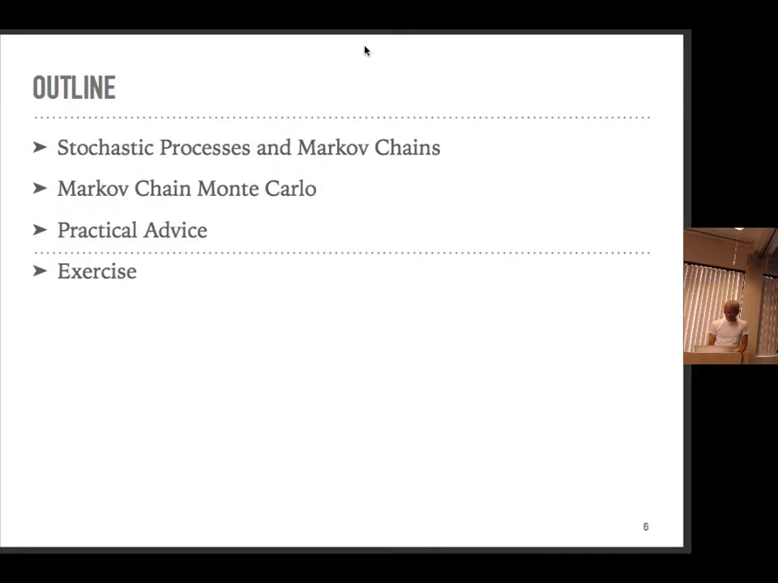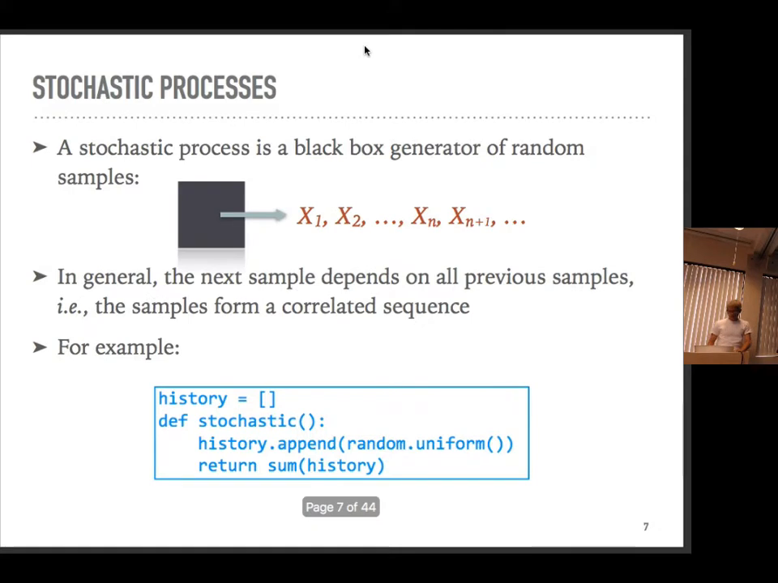Okay, so the outline. I'm going to spend a little bit of time talking about the underlying theory, which is the theory of stochastic processes and Markov chains. Then tell you about Markov chain Monte Carlo in particular, and then give you some practical advice. And then I hope the break will fall around there. We'll see how the timing goes. And then I have an exercise, an IPython notebook, where you're going to be working on your own, and that will take up most of the time after the break.